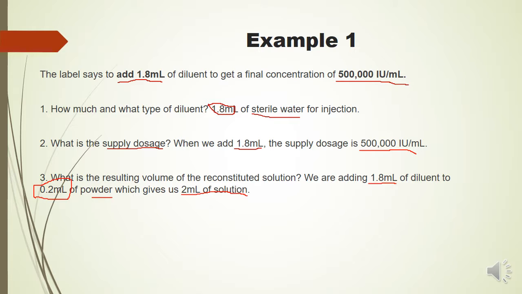So what is the resulting volume of the reconstituted solution? We are adding our 1.8, and it tells us our final volume is 2 mils. So then we know, where did that 0.2 extra mil come from? That's the volume of our powder, as we discussed.